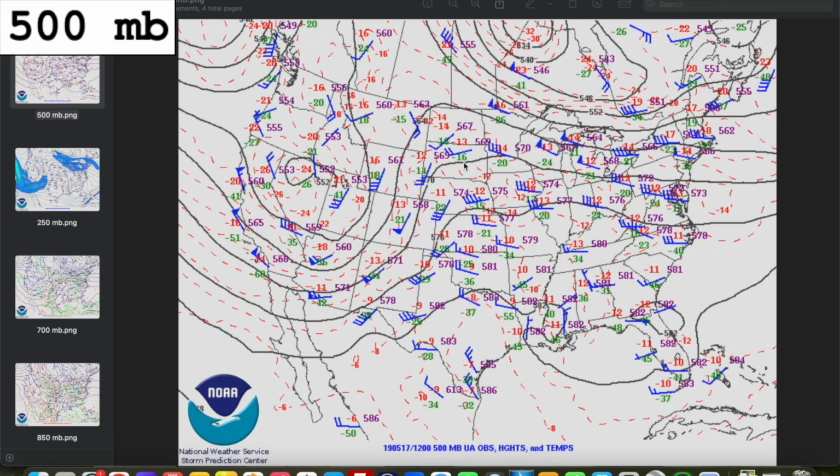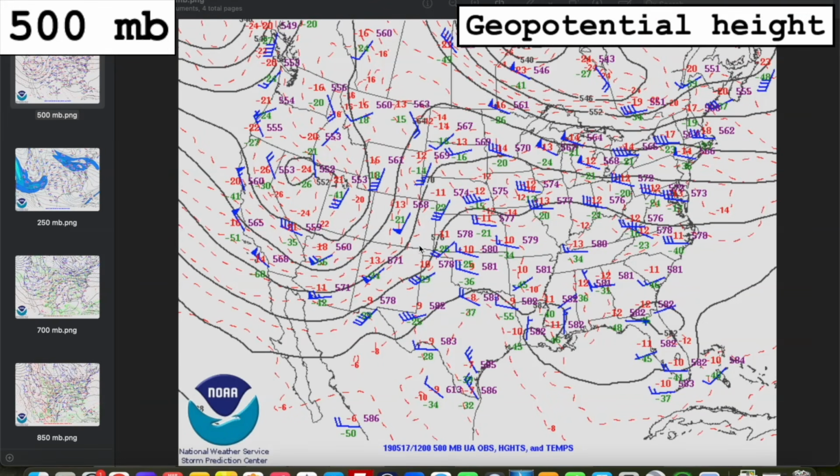These solid black lines here are not pressure contours. They are contours of equal geopotential height. Let me explain what geopotential height is.